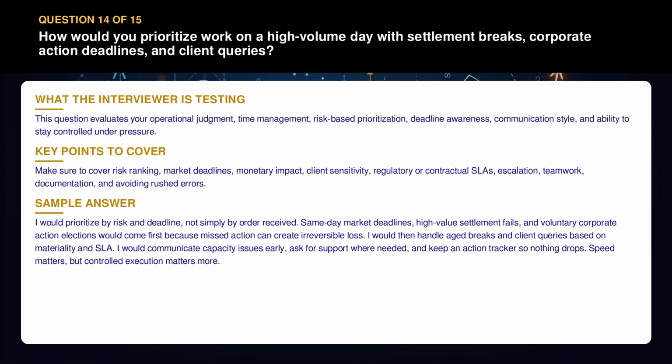Same-day market deadlines, high-value settlement fails, and voluntary corporate action elections would come first because missed action can create irreversible loss. I would then handle aged breaks and client queries based on materiality and SLA. I would communicate capacity issues early, ask for support where needed, and keep an action tracker so nothing drops. Speed matters, but controlled execution matters more.